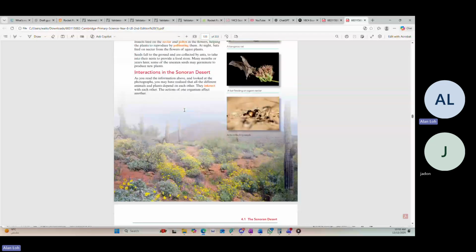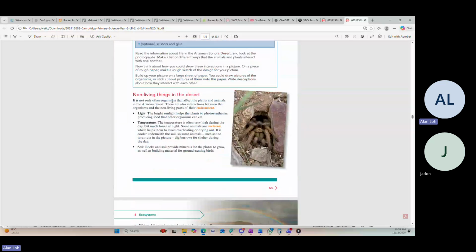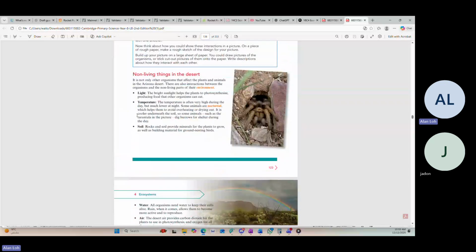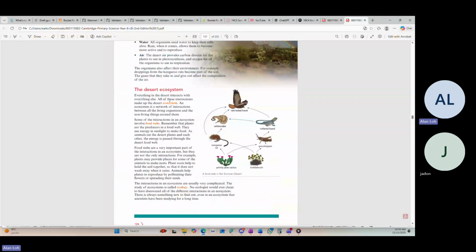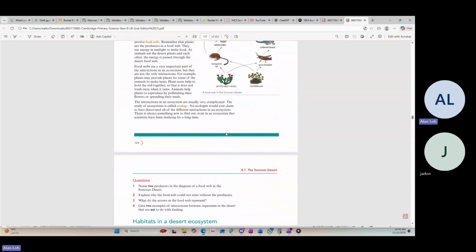And then the non-living things. Remember the non-living things is the lion, saw, tiger. So you have light, temperature, soil, water, and air. Lion is light, saw is soil, air, water, and temperature. So this is the ecosystem of the desert. This is the food chain, right? This is drawer number 1.